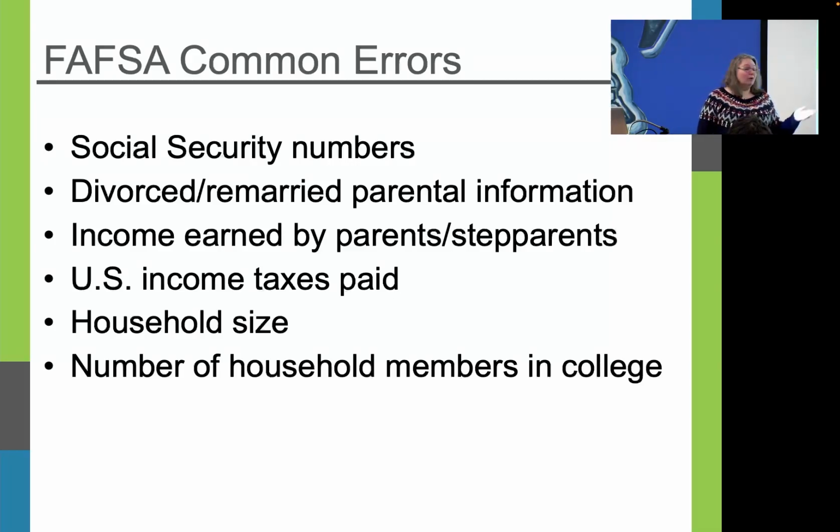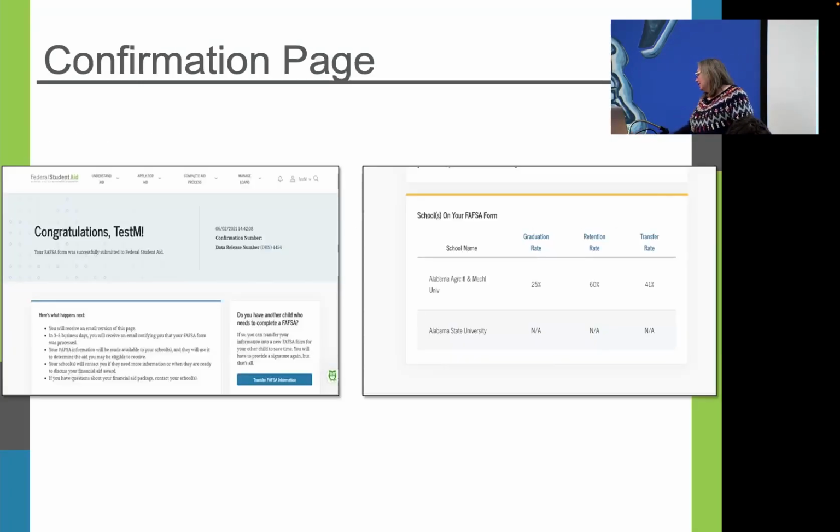And then also number of household members in college. For some reason, students who have a parent that is in college cannot report their parent as a household member in college. But the reverse, a parent can report their child in the number in college, but not the other way around. So if you are a student and your parent is in college, you do not include them in the number of household members in college.